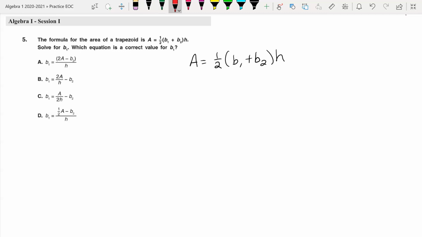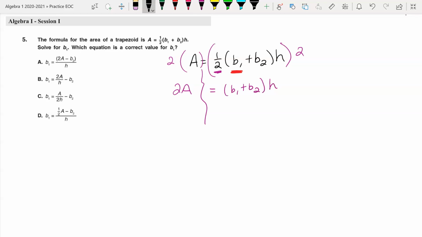Really what they want you to do is get base 1 by itself. And so what I've got to do is the opposite of everything on the right side to move it to the left side of the equal sign. So this 1/2 is where I'm going to start. It's like dividing by 2, so I'm going to multiply both sides by 2. So when I do that, I get 2A equals base 1 plus base 2, and the height is still there.